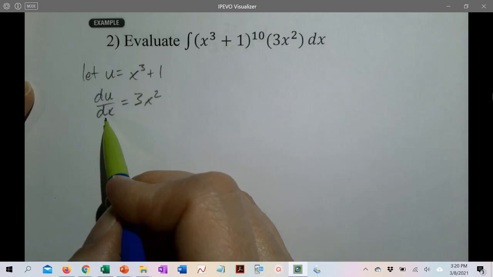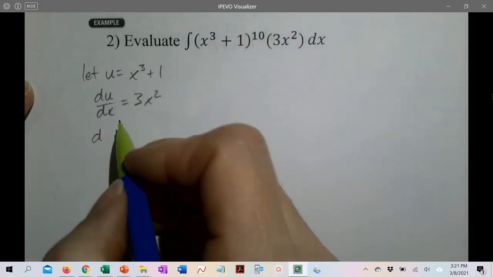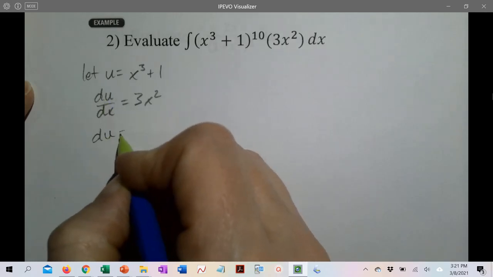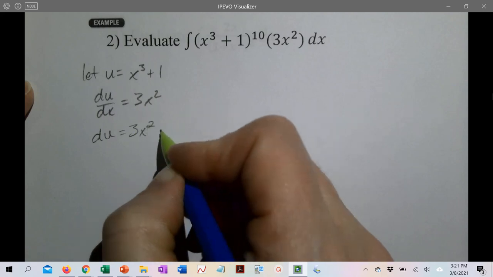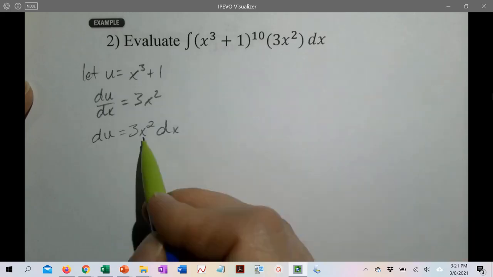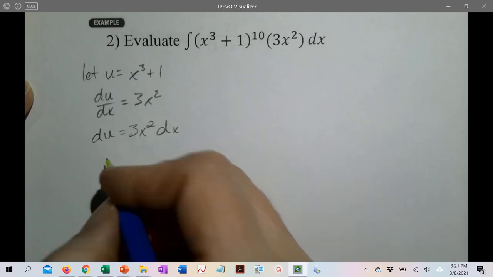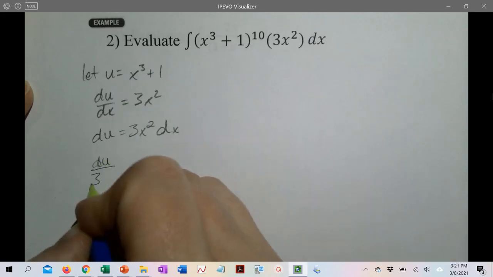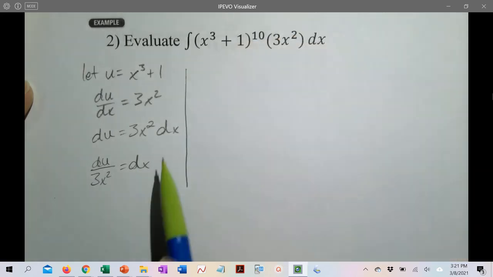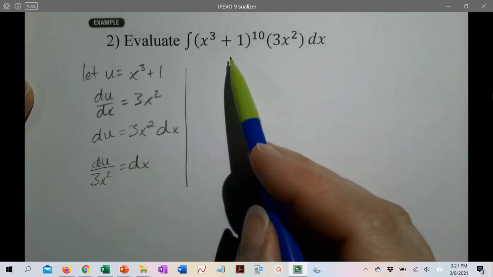And then I multiply both sides by dx in order to isolate the du. So now in the previous problem, I isolated the du by just multiplying both sides by dx. But what I actually wanted to do was to isolate dx because I need to make that substitution. So I first multiply both sides by dx, and now I'm going to divide both sides by 3x squared. So du over 3x squared equals dx. Okay, and I'll just draw a vertical line there to separate my work because this is now all part of my menu that I will use in my substitution.